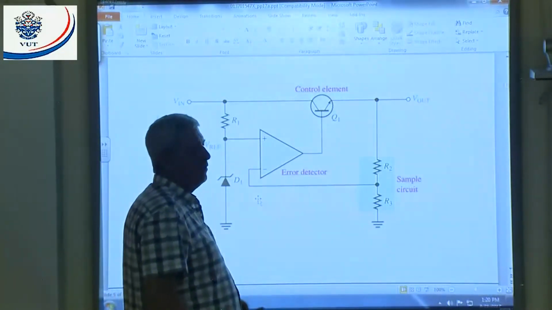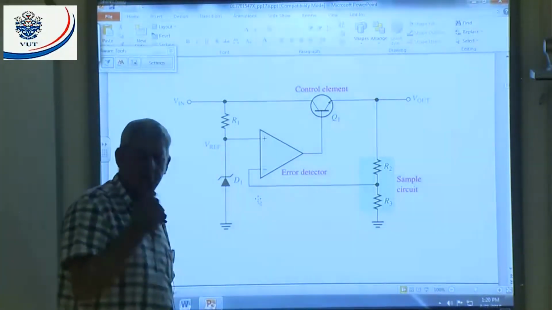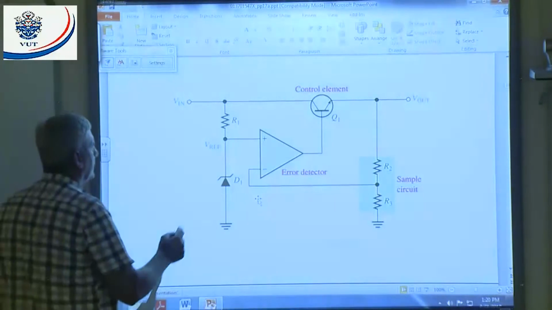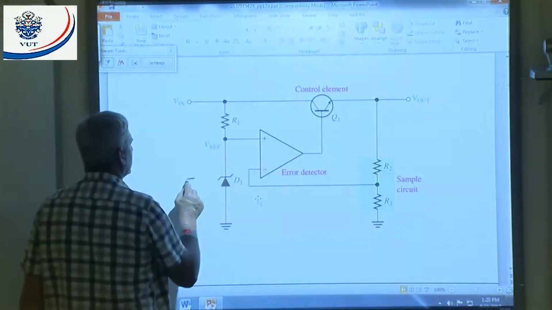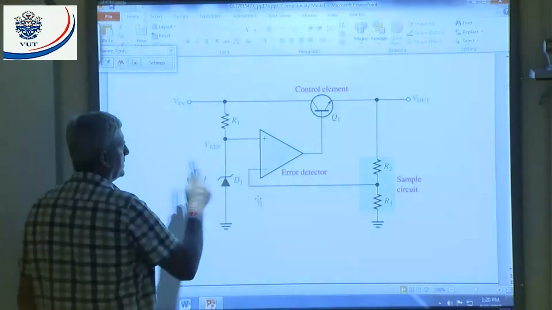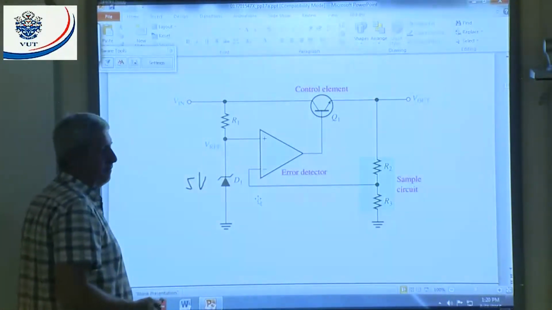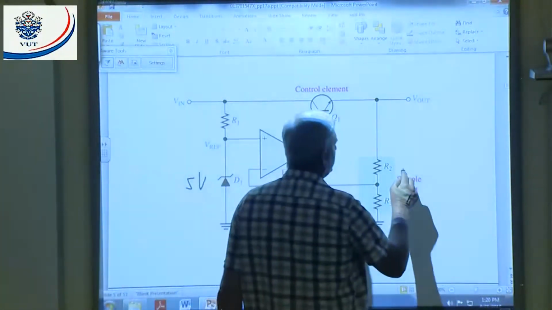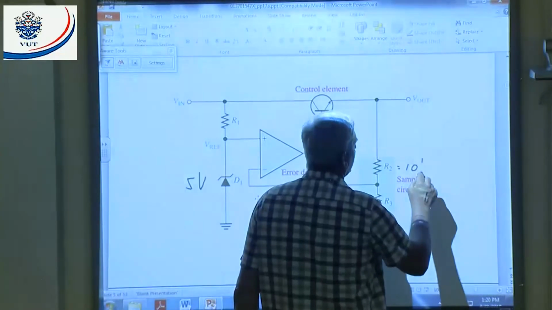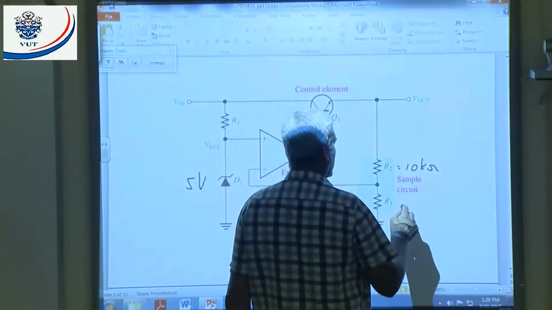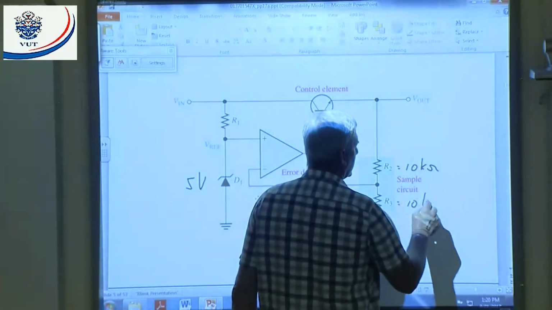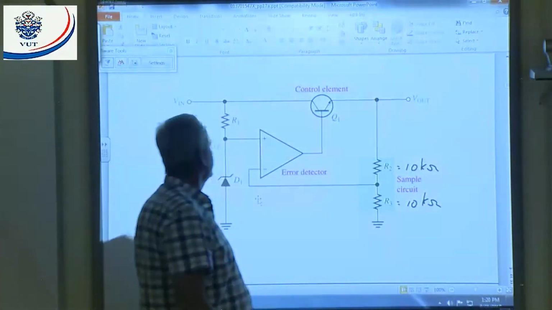And I'm going to put in all the voltages, and I'm going to put values in here. Let's say VZ. VZ is 5 volts. The Zener voltage, there's 5 volts across the Zener. Let's make R2 equal to 10 kilo ohm. Let's make R3 also a 10 kilo ohm resistor, all right?